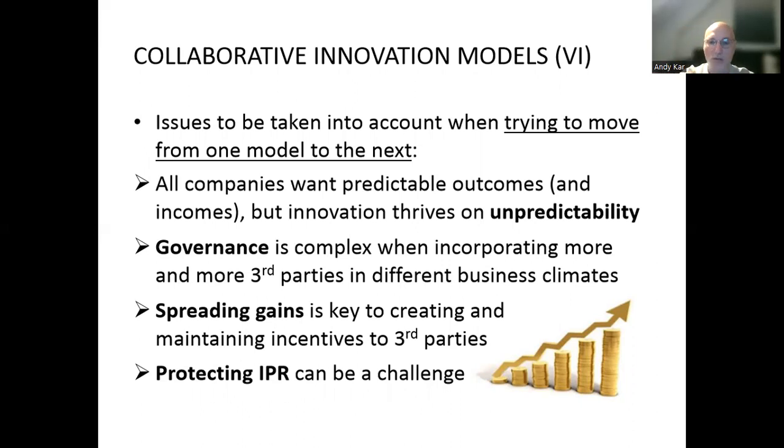We need to try to find a new product in order to add value to our customers. This is what innovation is all about: answering the customer's needs, so we have a customer-centric approach, plus adding value to our customers via our innovation. Governance is complex. We are incorporating more and more third parties in different business climates. Spreading gains is key to creating and maintaining incentives for third parties. Protecting IPR can be a challenge too.